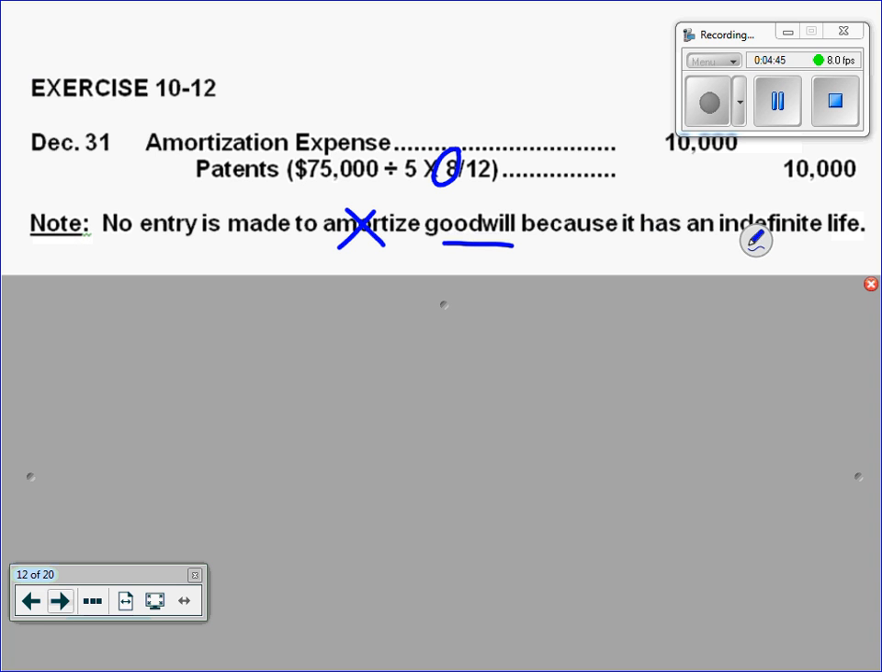It looks like we bought it on May 1, so May through December is 8 of 12 months. How much is it amortizing that year? You take the value divided by the years. But remember, we didn't have it a full year, so it didn't amortize the 75 divided by 5. It only amortized the 8 of 12 months that we used it.